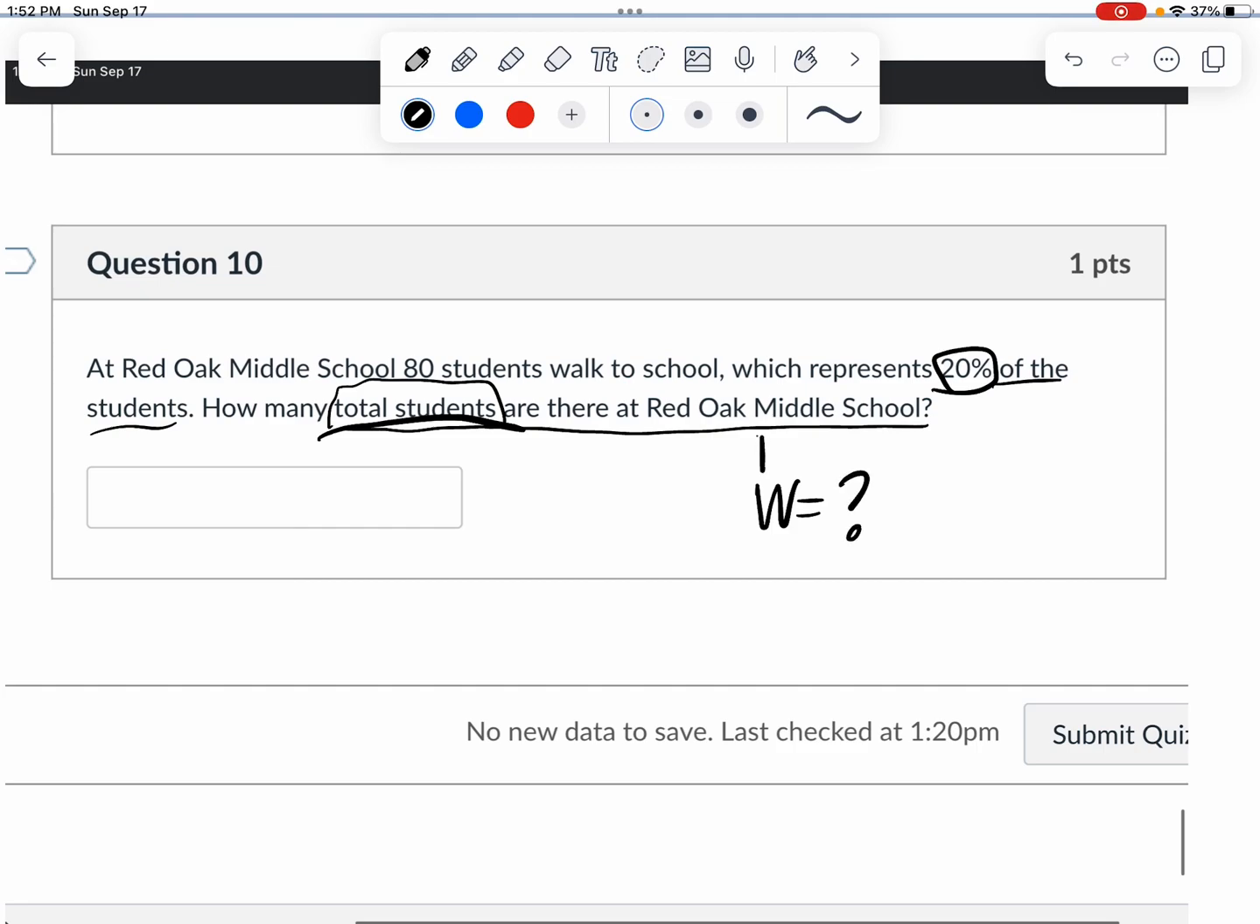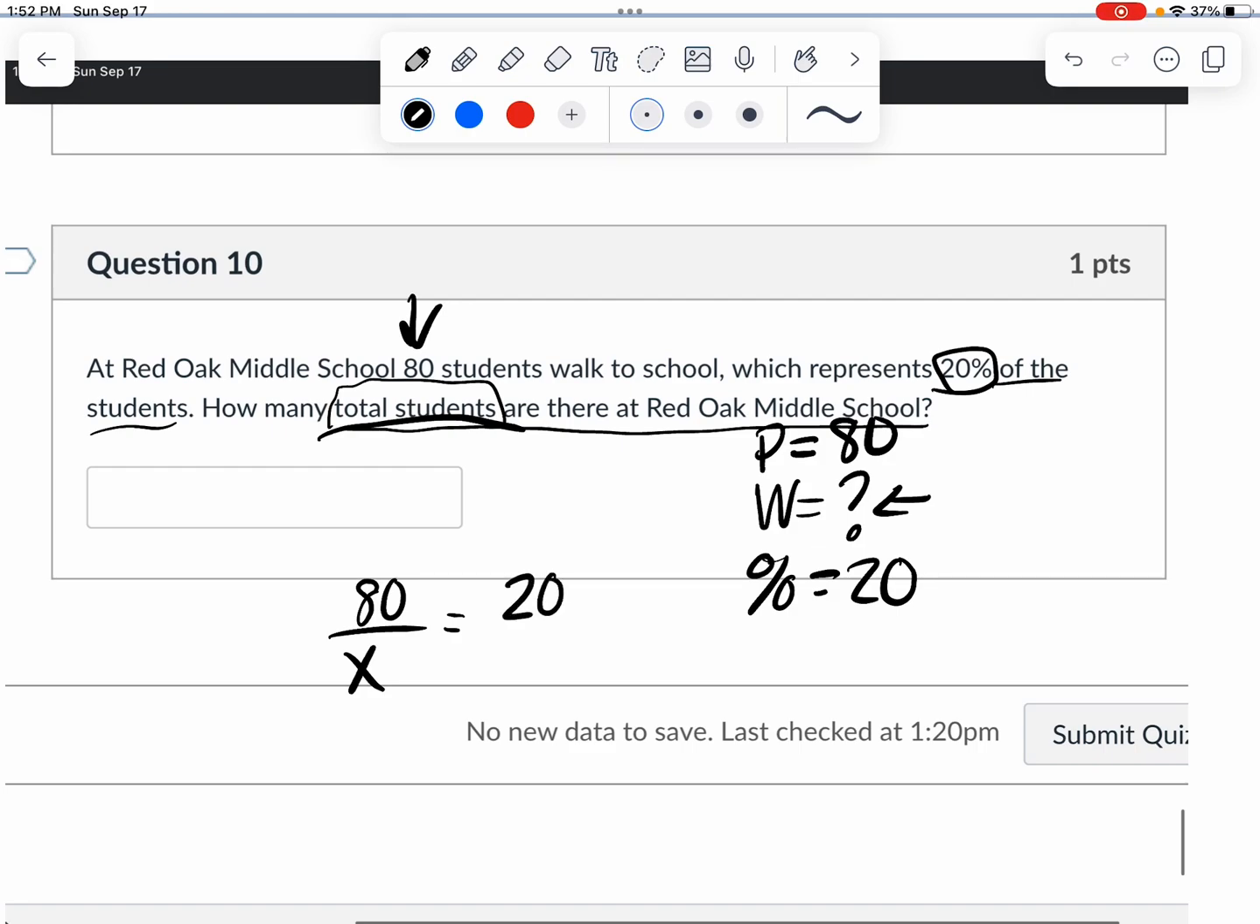We have our part, which is the 80 students that walk to school. And then we have our percent, which I'm going to make with a percentage sign, sorry, like we do in class. We have our percent, which is 20. Now we want to find the total number of students that go to Red Oak. So I'm going to have 80 over X, because we don't know what our whole is, and 20 over 100.